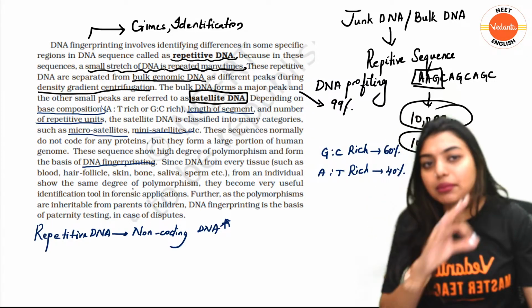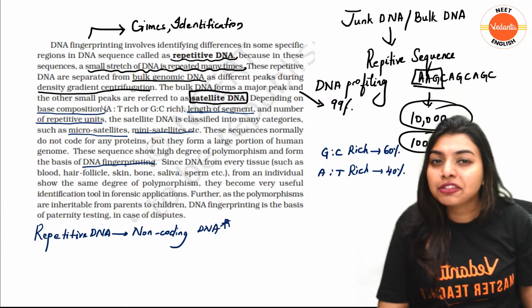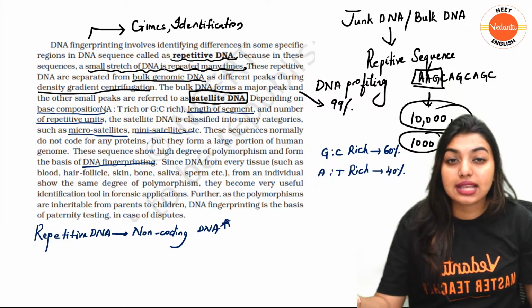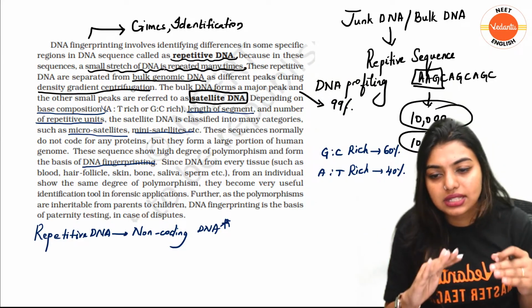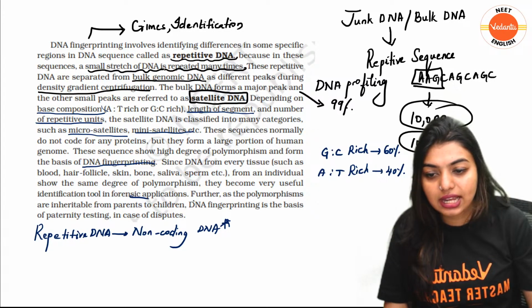Everything will have the same degree of polymorphism. So we do not have to worry, oh my god, I only got a hair from a crime scene, I should have got saliva. Nothing like that. Everything will have the same degree of polymorphism. They become a very useful identification tool in forensic applications.